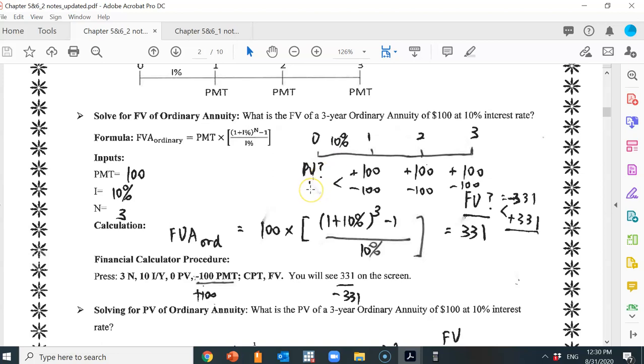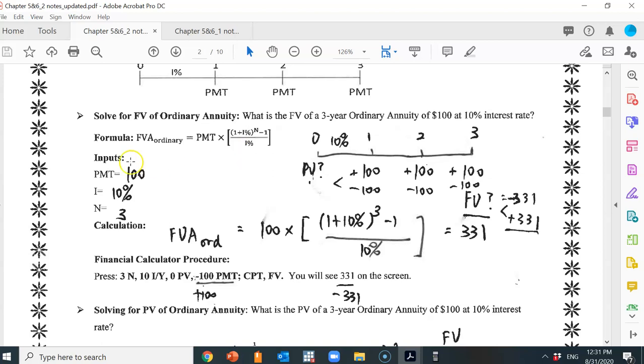First, let's look at the future value of these three 100s. We can just use the formula for future value of an ordinary annuity, which is payment multiplied by (1 plus interest rate) to the power of n, minus 1, divided by interest rate.